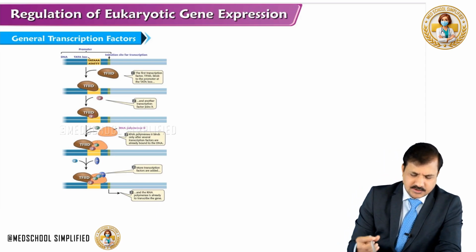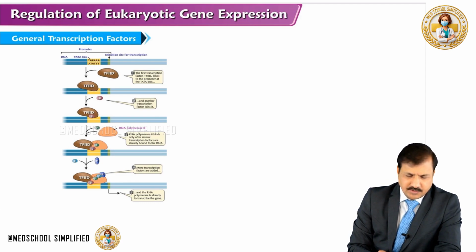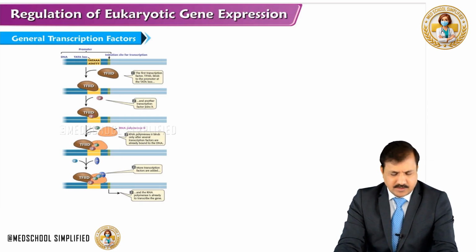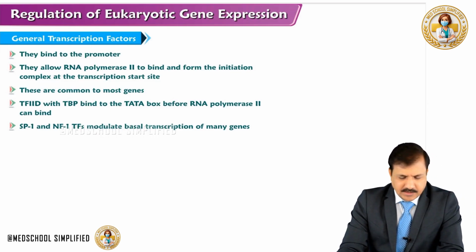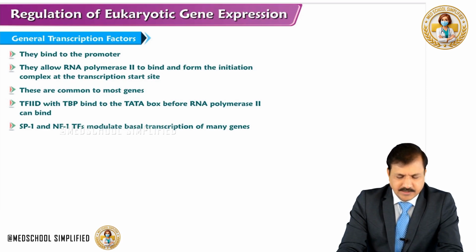So, that is what is shown here in the figure: transcription factor IID binding with the TATA box and interacting with SP1 and NF1 proteins over there. So, just to recap, general transcription factors bind to the promoter. They allow RNA polymerase II to bind and form the initiation complex at the transcription start site.